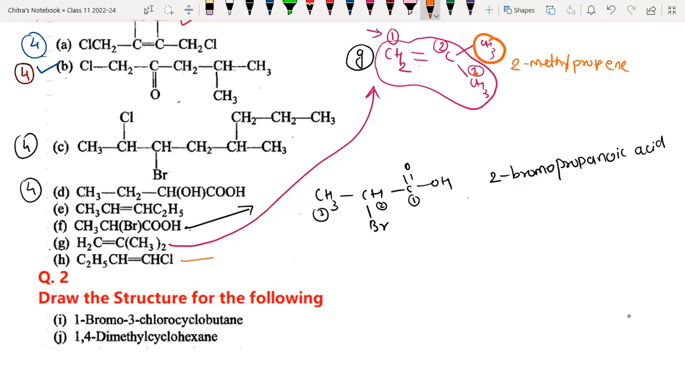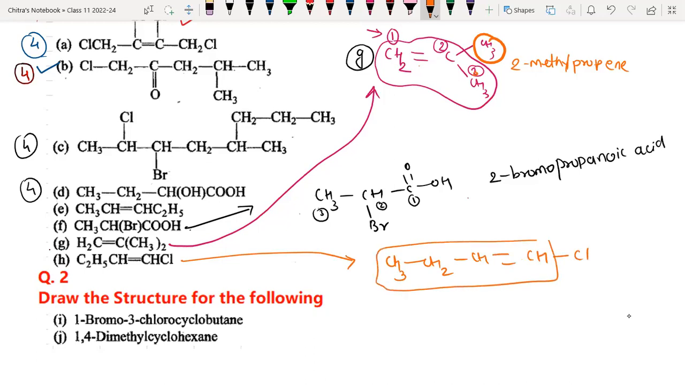Okay. So, we have C2H5, which means CH3, CH2. Then we have CH, then a double bond CH, and on CH we have Cl. So this is our main chain. The double bond is closer from this side, so we have to count the numbers from this side only. So this is our first carbon, second carbon, third carbon, and fourth carbon.